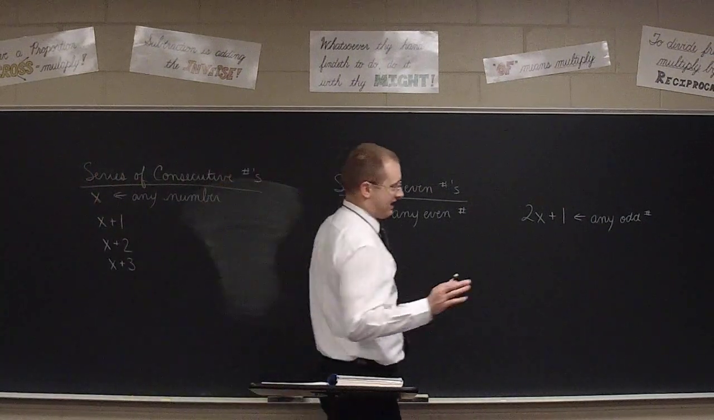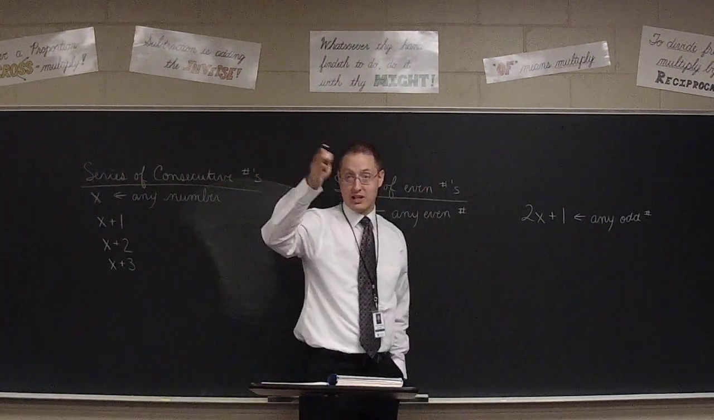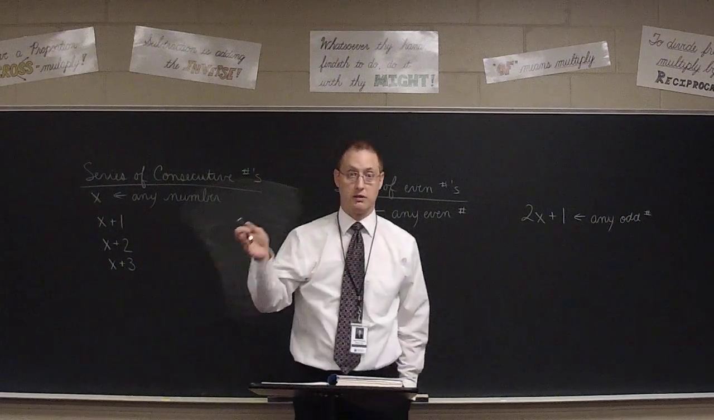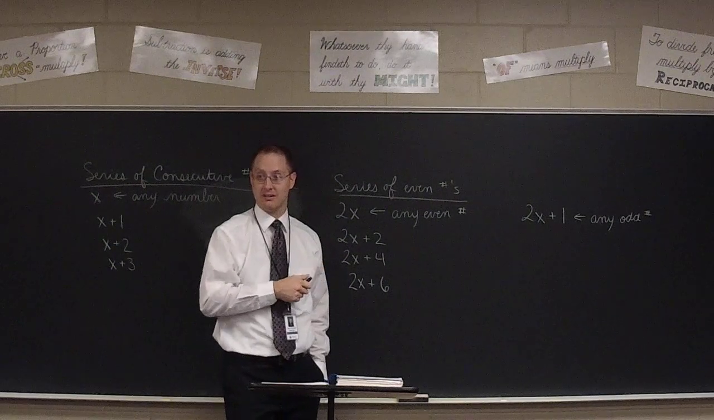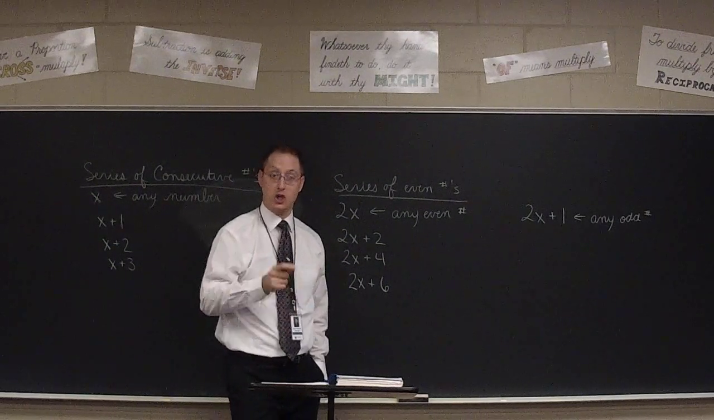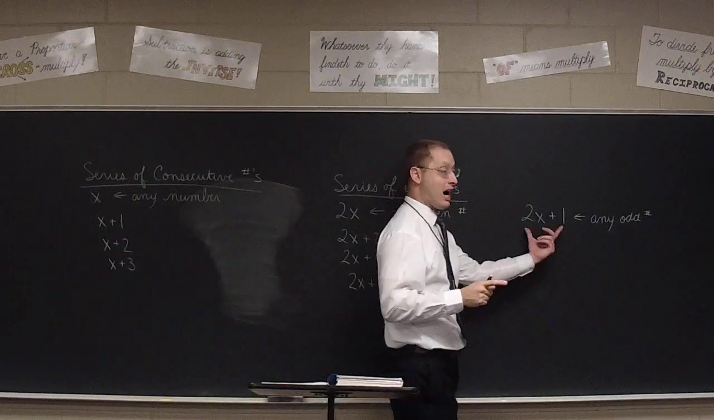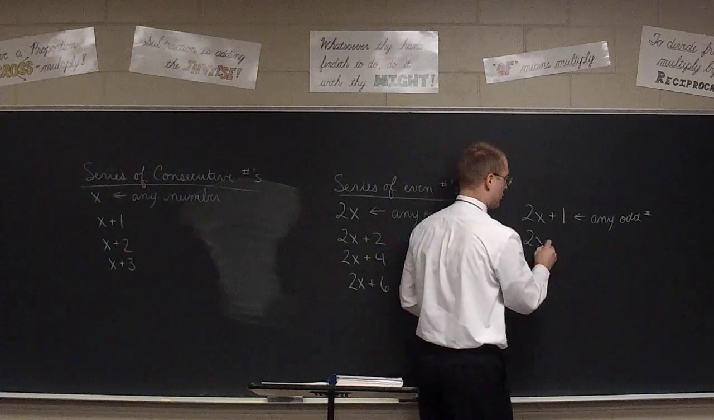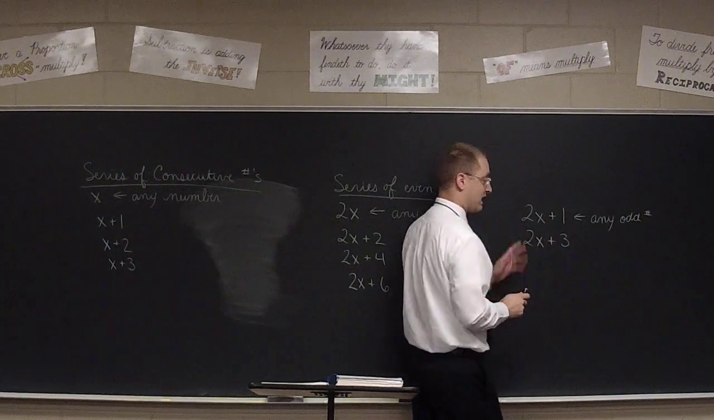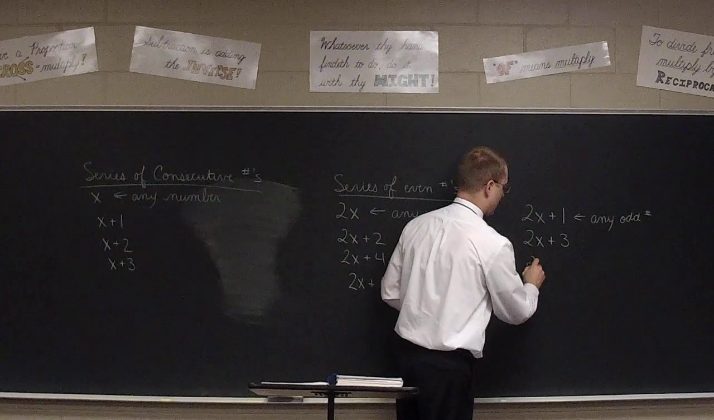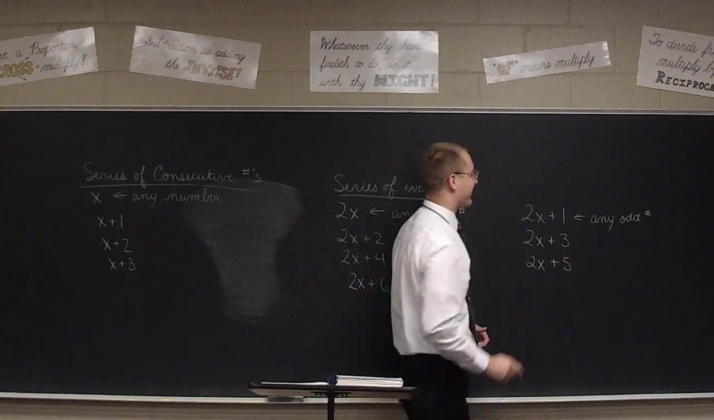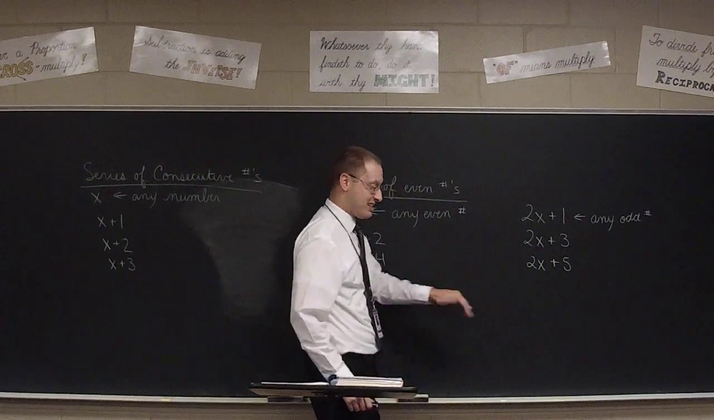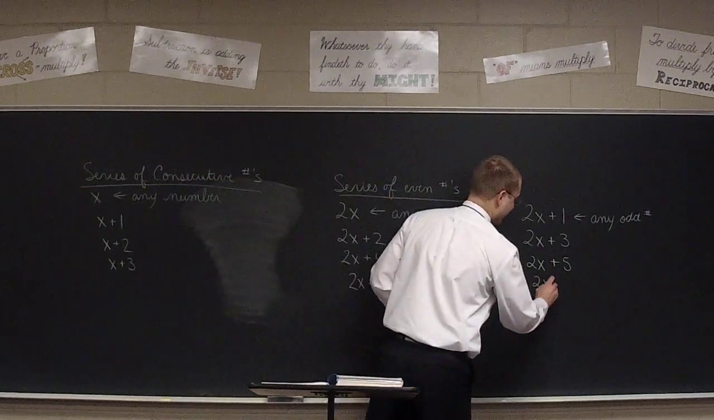So question, how do I go from one odd number to the next odd number? 7, 9, 11, 13, 15, 17. 2x plus 3. Good, I add 2 to any odd number to get the next odd number. So it means it'd be 2x plus 3. What about the next odd number? 2x plus 5. Yeah, 2 to 3, you get 5. What about the next odd number, class? 2x plus 7.